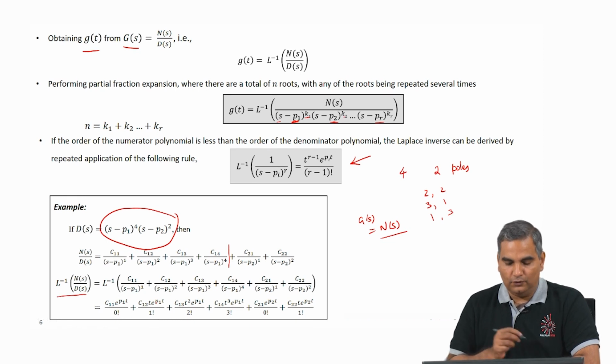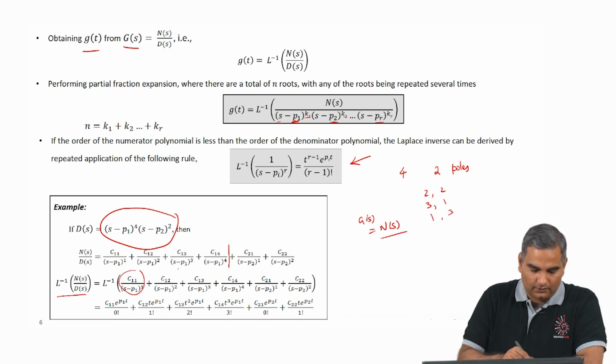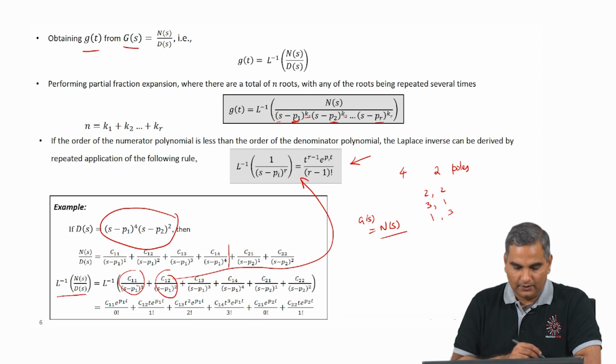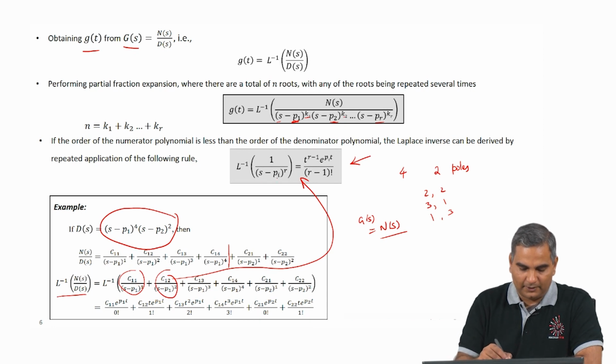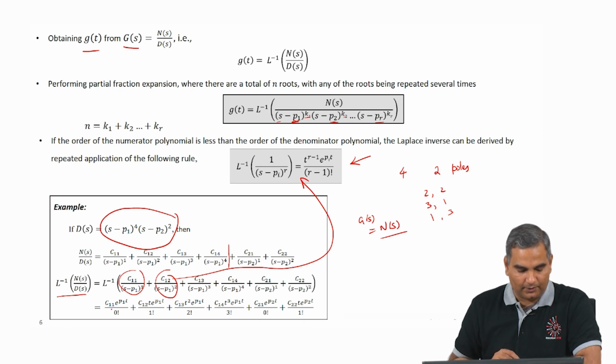And if you notice carefully, an interesting thing happens right now. If you notice each of these terms, to find a Laplace inverse of all of these terms you have to only use this rule here. So, if I take the first term, this is Laplace inverse of 1 by (s minus p_i) to the power r, where r is 1. Okay. So, if I put r is 1 here, t power 1 minus 1 is 0, e power p1 t divided by 0 factorial, which is 1. So, the Laplace inverse of this is simply C11 e power p1 t by 0 factorial.